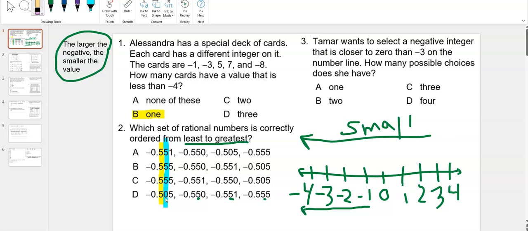And remember, smaller negatives are actually larger numbers because they're closer to 0. So we're going to say this one right here should be at the end. So we know it is not D, that it has to be one of these two that has the 505 ten thousandths, negative 505 ten thousandths at the end, because that's going to be a bigger number.